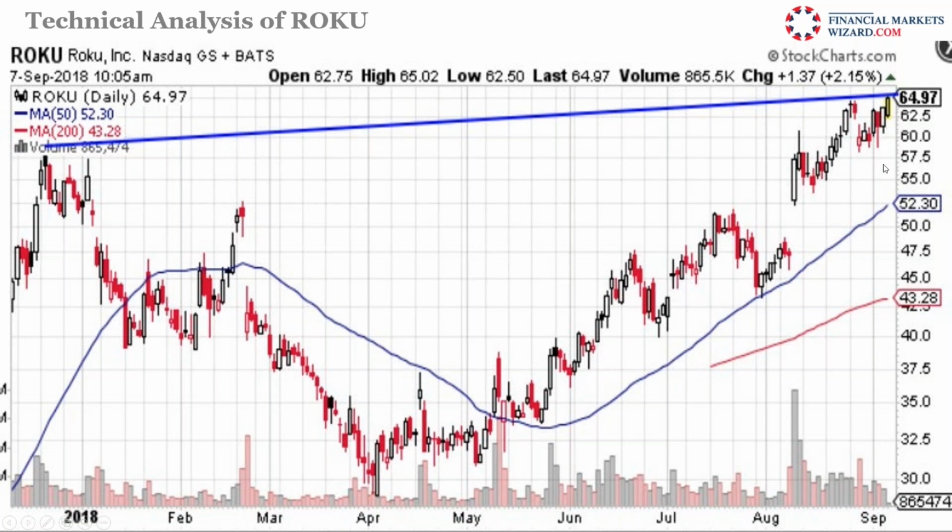Now I have not exited yet. And the reason is that the stock is moving up to the resistance line with a bang. So when the stock moves up to the resistance line with a bang, the bang continues. Chances are it will continue, and it will.